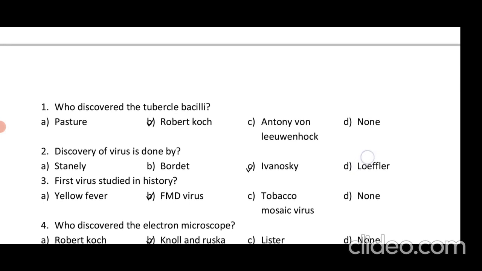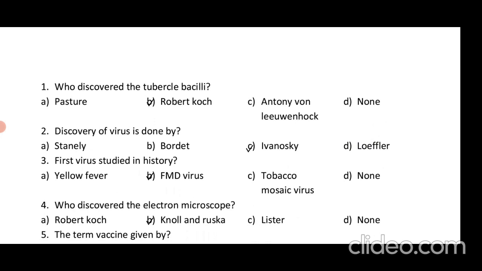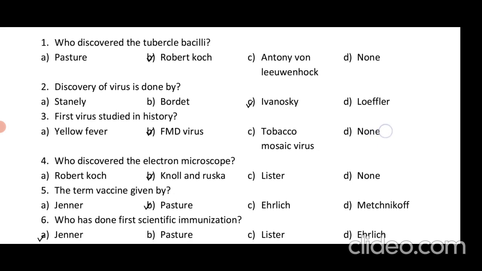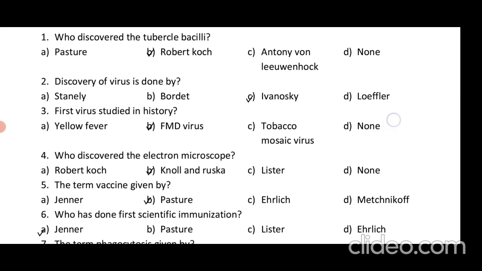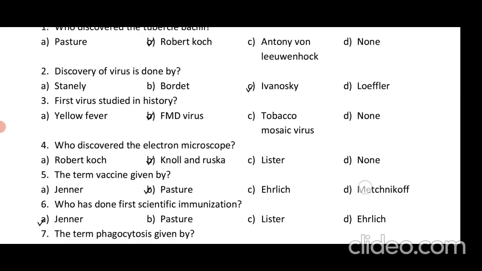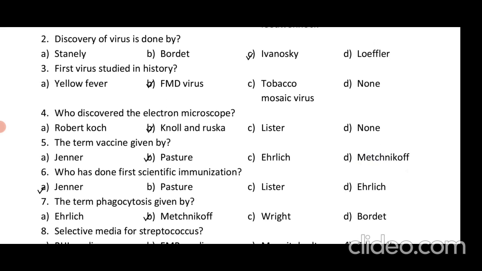Who discovered the electron microscope? Knoll and Ruska discovered the electron microscope. The term vaccine is given by Pasteur. Jenner was the first to introduce scientific immunization. The term phagocytosis was given by Metchnikoff.